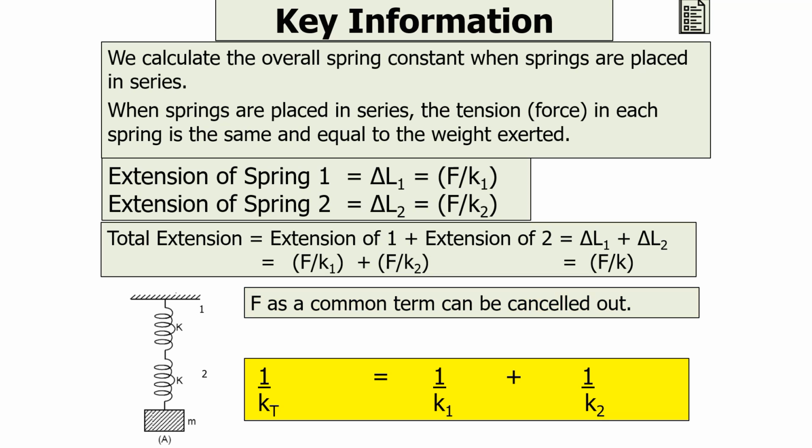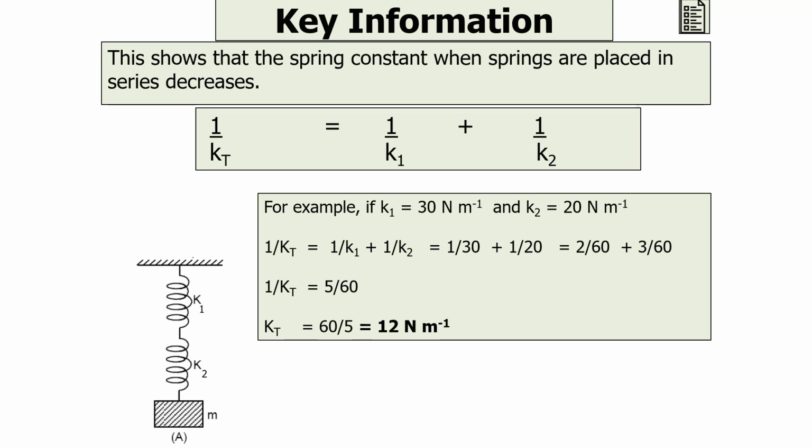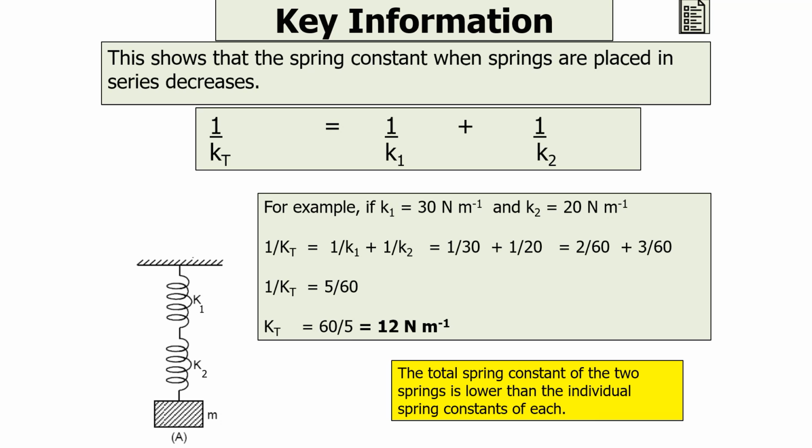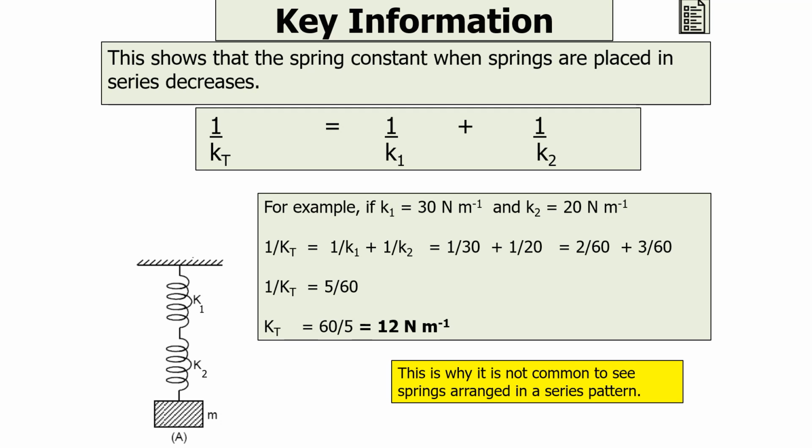So we can write it out as 1 over the total spring constant is equal to 1 over K1 plus 1 over K2. So this shows us that the spring constant when springs are placed in series decreases compared to the individual. So for example, if K1 is 30 newtons per meter and K2 is 20 newtons per meter, we would do 1 over 30 plus 1 over 20, which is equal to 5 over 60, so therefore the total K is 60 over 5, which is 12 newtons per meter. So you'll notice straight away that the total spring constant of the two springs is lower than the individual spring constants of each. And this is why it's not common to see springs arranged in a series pattern.